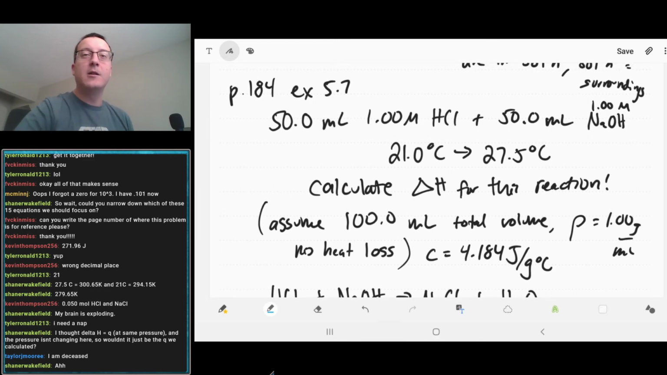Yikes. But this is essentially combining all of the stuff we've learned today, all at once, along with some of the stuff that we've learned last in like solution chemistry and all that fun stuff.